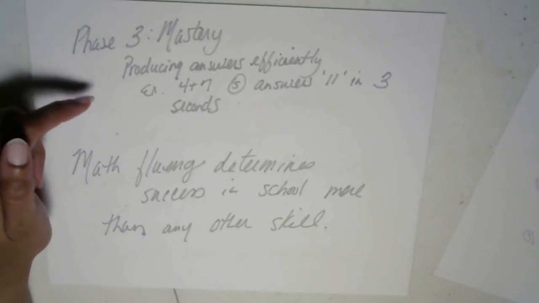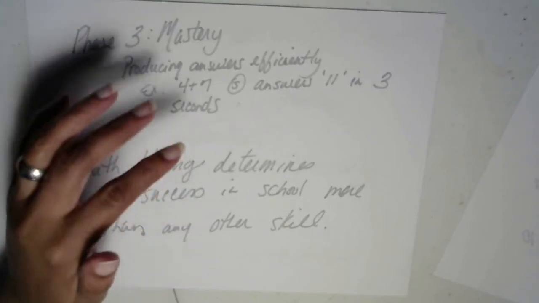To mastery, where a student just produces an answer efficiently. They look at 4 plus 7 and the student just knows that that answer is 11 and that they can give that to you in 3 seconds or less.